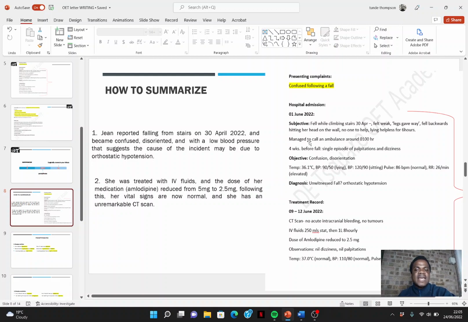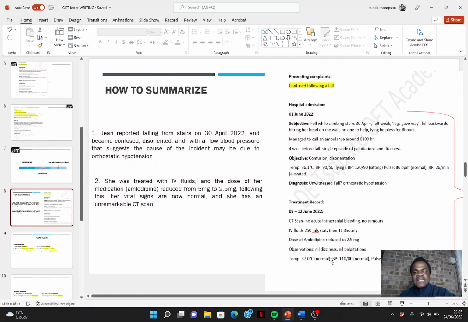Now, this is how I summarize the presenting complaint, the examination findings, and the diagnosis for this patient. Here, I said Jean reported falling from stairs on this date and became confused, disoriented, and with a low blood pressure that suggests the cause of the incident may be due to orthostatic hypotension. So I've summarized all this information in a sentence without adding irrelevant information. The relevant information that I selected, I expanded and used to form a complete sentence without writing it in note form.